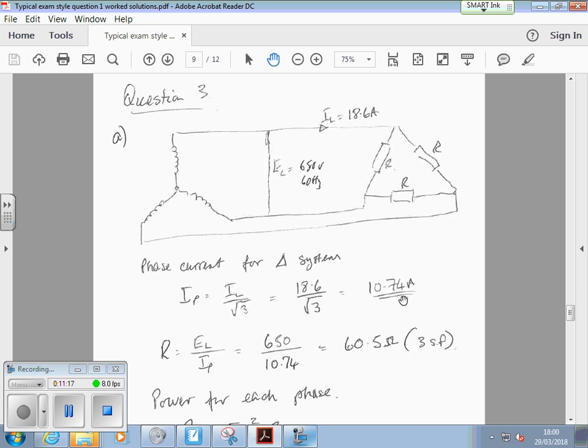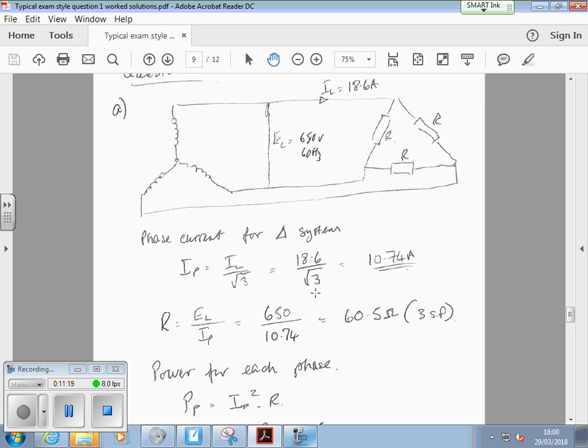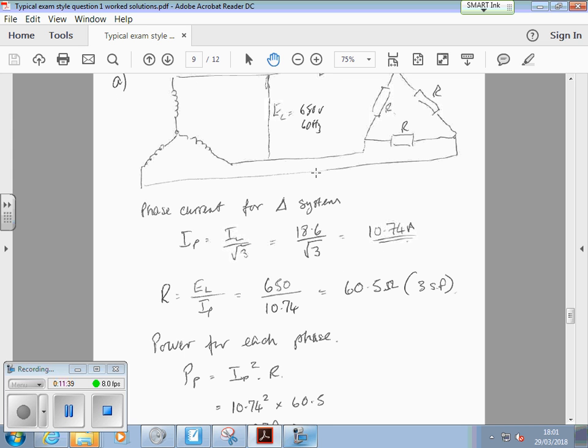All right. So, sketch a labelled diagram. That's what I would expect to see: you show a star connected generator, the delta connected load, and the information given that the current flowing in the lines is 18.6 amps and the line voltage is 650 volts, 60 Hertz.